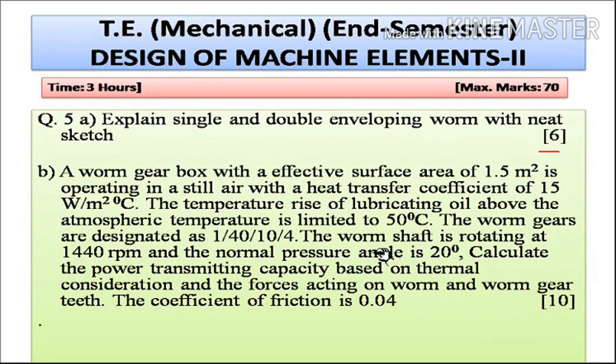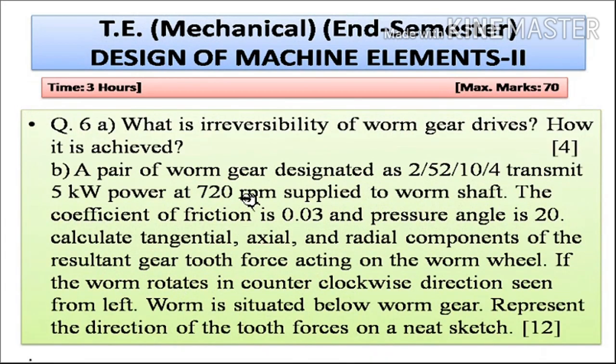And question number 6 is: what is the irregularity of worm gear drives and how is it achieved? A theory bit for 4 marks and a numerical for 12 marks. So we will be concentrating again here on question number 6 and its numerical. So question number 6b. Let us read this numerical, what is given.